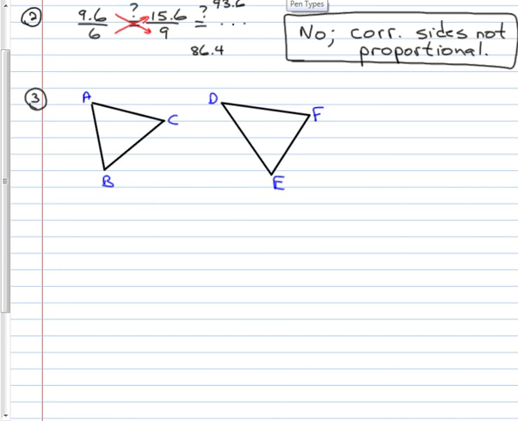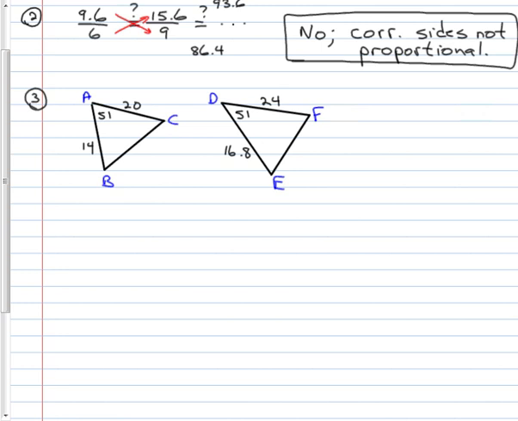Let's go to the values. Measure of angle A is 51. Measure of side AB is 14. Side AC is 20. And triangle DEF, angle D is 51. And DE is 16.8. And DF is 24. Determine whether these are similar.